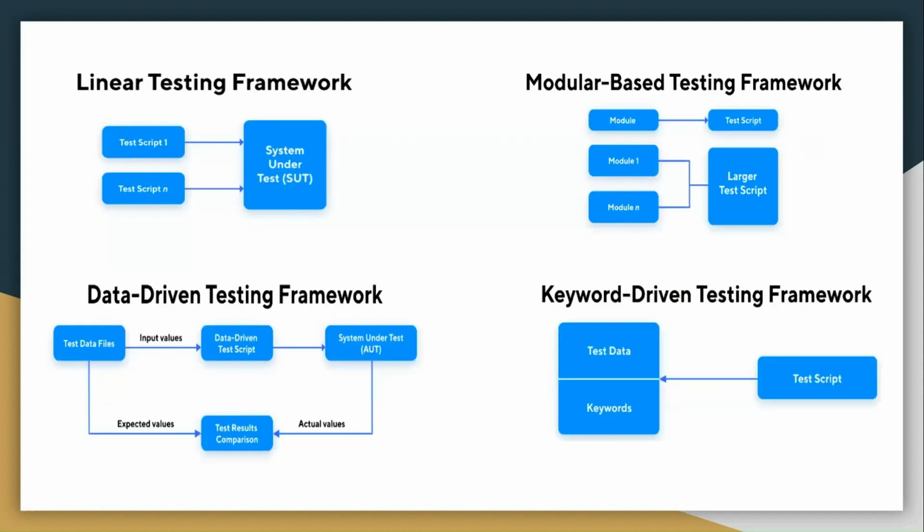The first one in the list is the linear testing framework, or record and play framework. In this framework, testers create individual test scripts for every scenario and run them against the system under test or application whenever required. This type of framework is very suitable for small applications because it is easy to use. But on the other hand, scripts developed in this framework are not reusable. Also, data is hard-coded, so each script is unique as per functionality and test data. Hence, reusability is zero. Also, in case of any change, it will be very difficult to maintain this framework. That is why this framework is not used in larger projects.